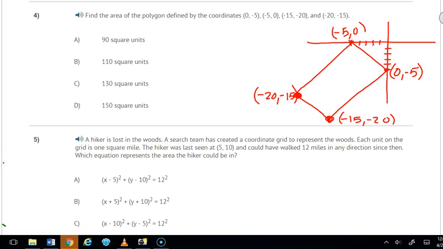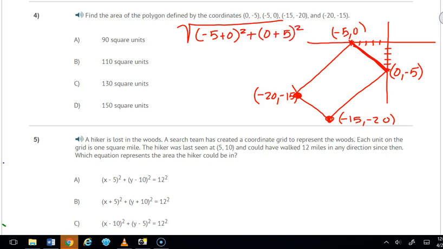So what I'm going to do, though, is I'm going to jump right into solving for opposite sides. So I'm going to go ahead and find the length of this side right here. So that's going to be (-5 + 0) squared plus (0 + 5) squared, and that's a plus 5 because it's minus a minus 5.